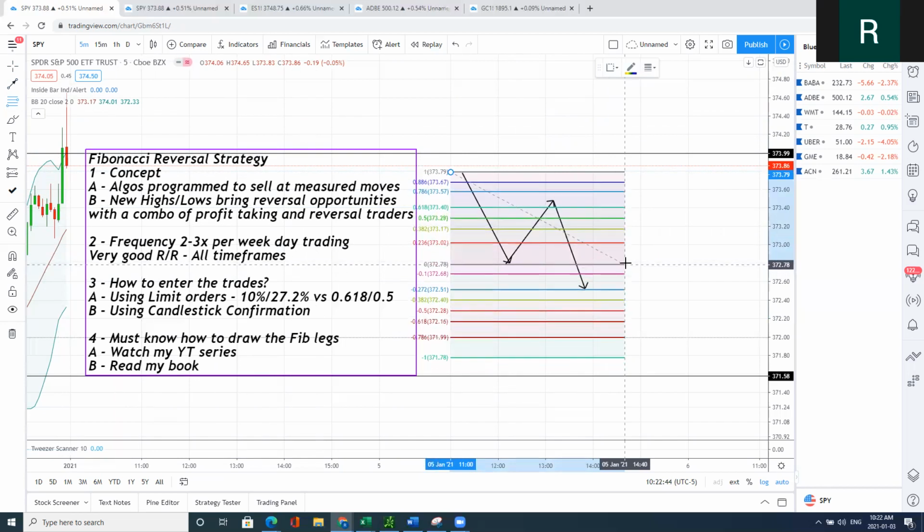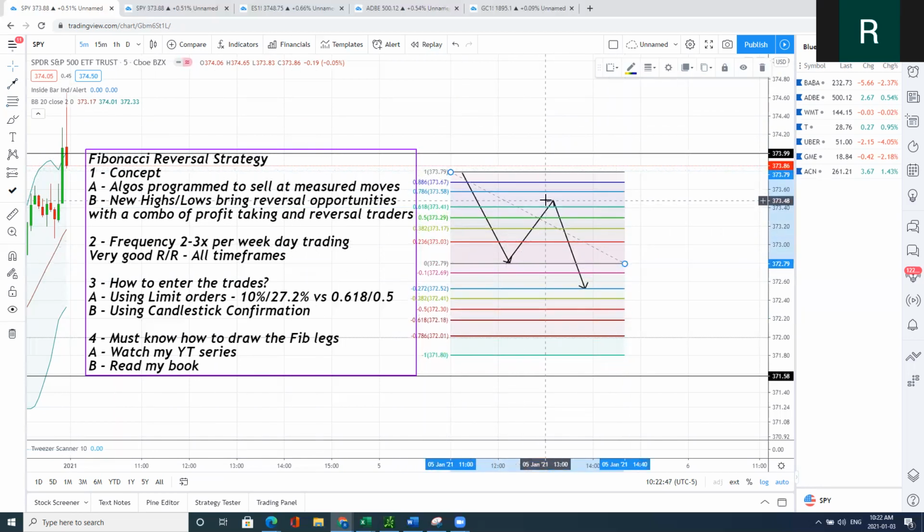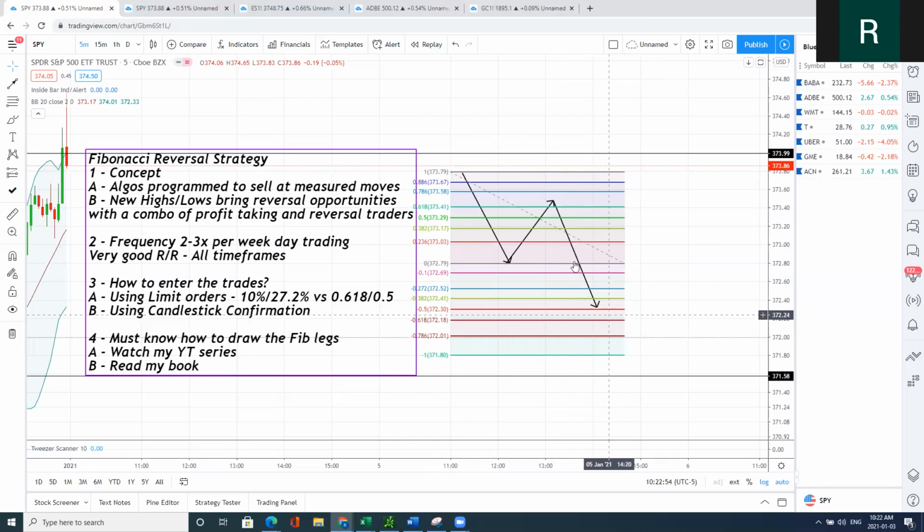So here's an example here of pulling back to the 618, trading to the 272. Let's bring this one down a little lower, because sometimes it can look like this, coming down to the 50% and then having a reversal opportunity here.